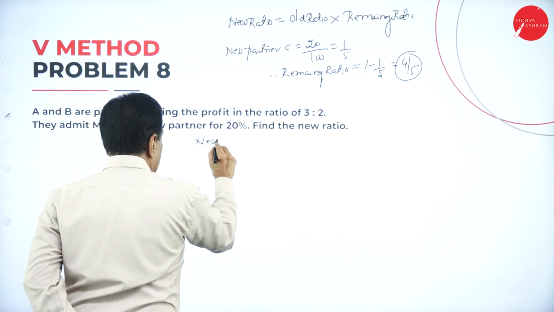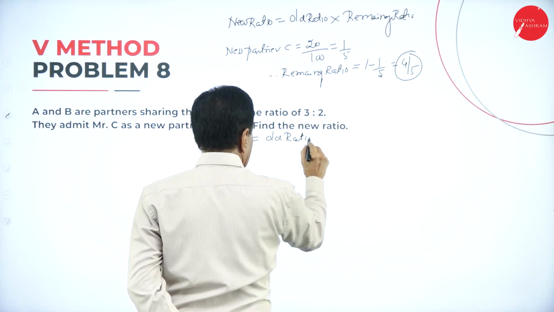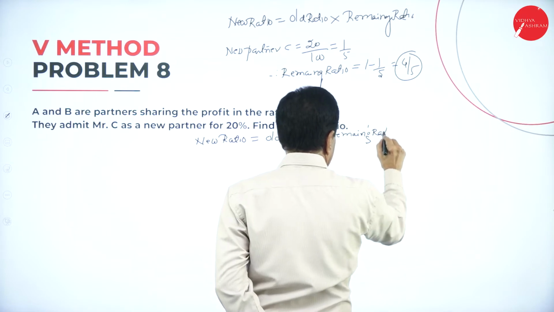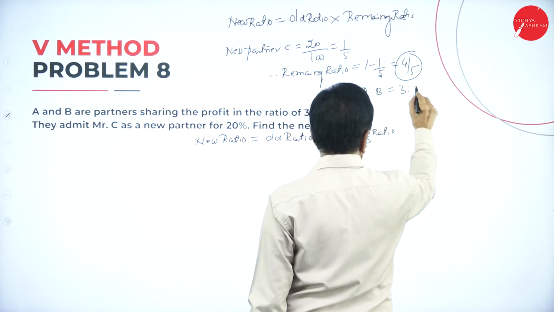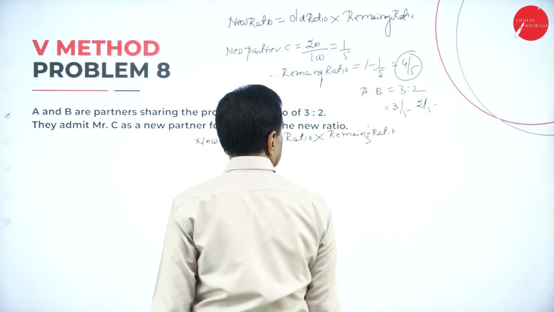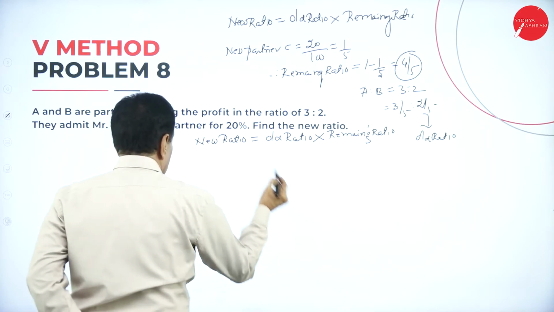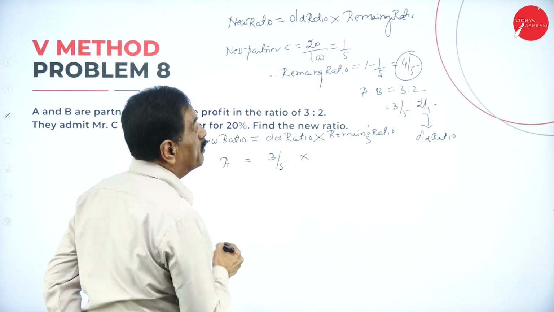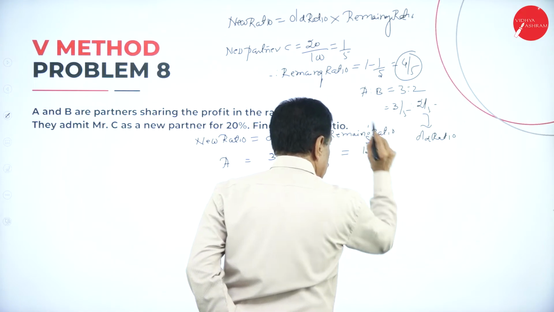New ratio is equal to old ratio multiplied by remaining ratio. So, who are the partners? A is to B is equal to 3:2. So A is equal to 3 by 5, B is equal to 2 by 5. This is called the old ratio. We'll apply now. New ratio of A: what is the old ratio of A? 3 by 5, into the remaining ratio, 4 by 5. Just multiply, 12 by 25. Come back to B.